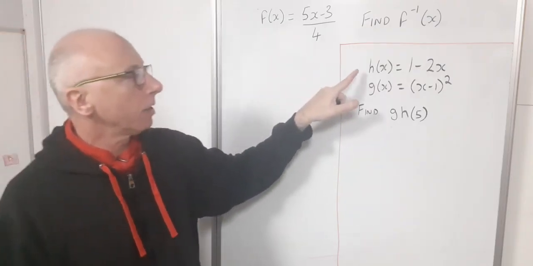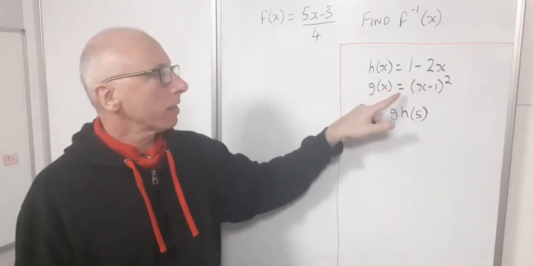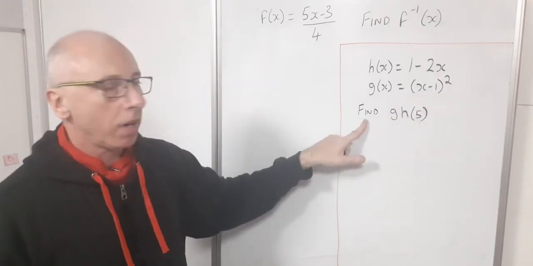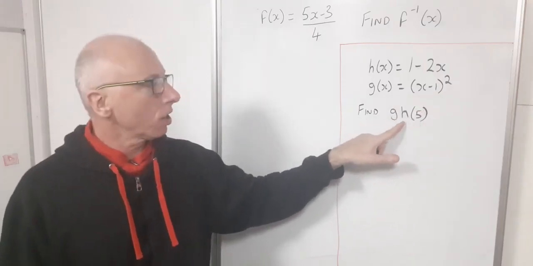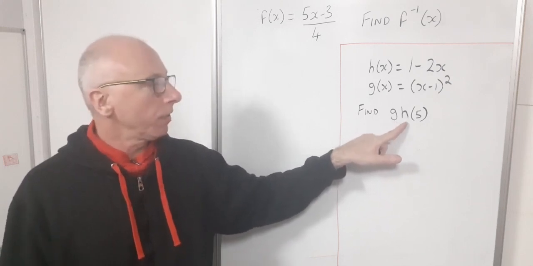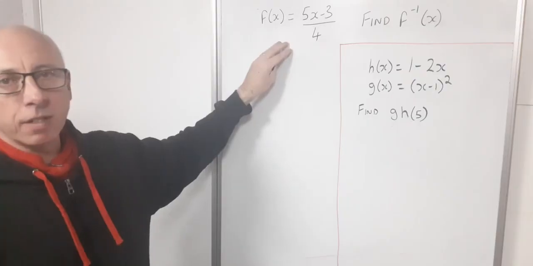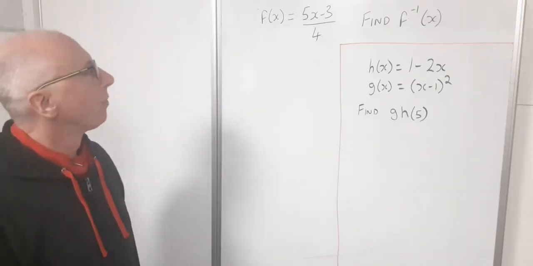And then after that, we've got h of x equals 1 minus 2x, g of x equals (x minus 1) squared. What we want to find is g of h of 5. Now this is a composite function, g of h of 5. So that's what we need to find there. So first of all, let's attack this one here. f of x equals (5x minus 3) over 4.